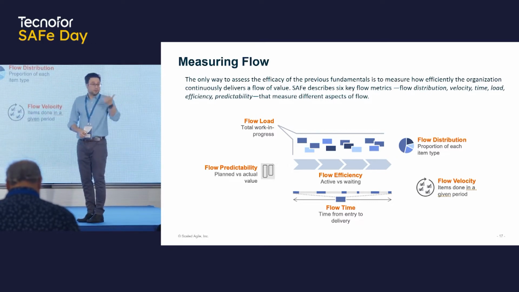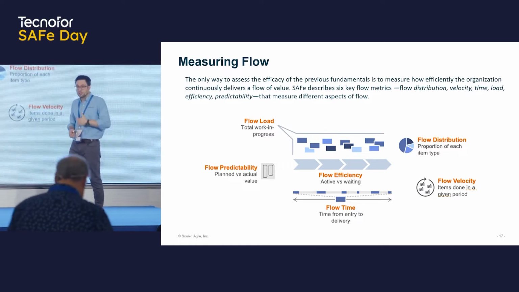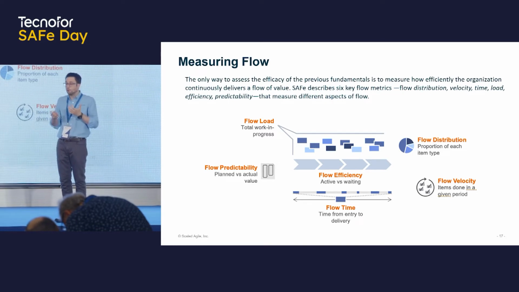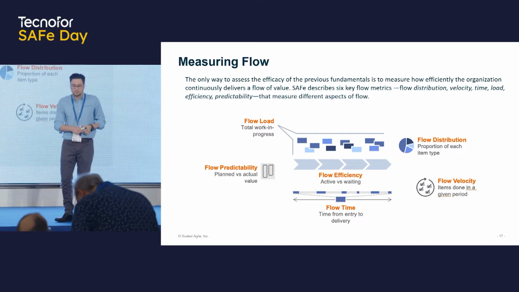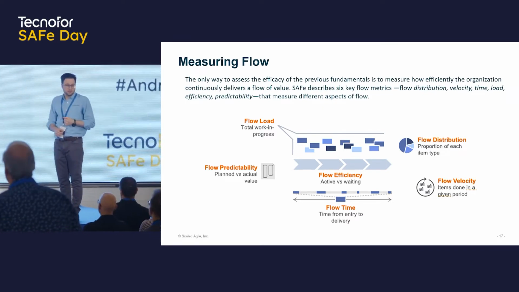The measurement model had 3 domains. Outcomes. Are we delivering outcomes to our customers and business stakeholders? Competency. Are we getting more proficient in our agile ways of working? And flow. This is the flow domain. It has 6 flow metrics.